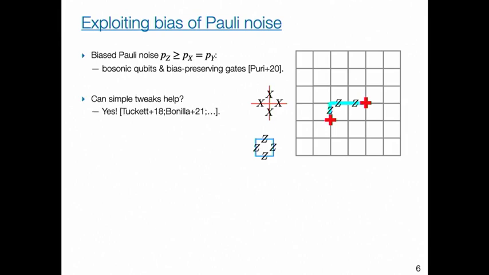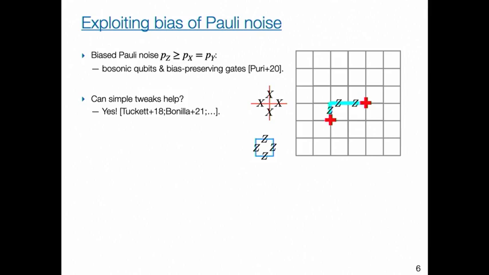So, the question is, can we do some simple tweaks to leverage bias? We don't want to redesign our quantum computing stack. We don't want to come up with a vastly different quantum error correcting code, because then we would need different decoders. We would need to rearrange our hardware and whatnot. It could be a lot of headache. So can we leverage bias? The answer to that question is yes.